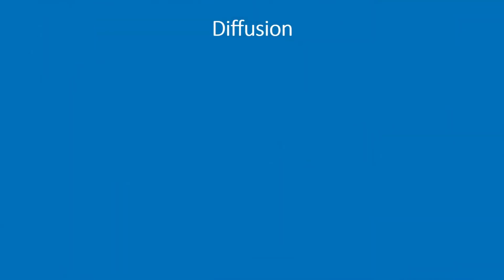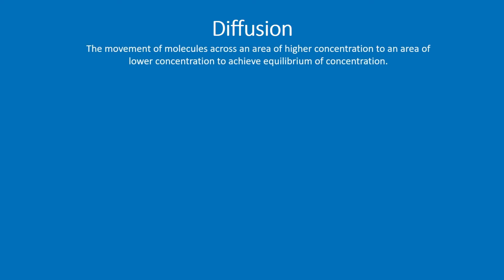Now, this is, in my opinion, one of the most important concepts you should learn in biology because it helps explain not only how stuff moves across cells, but how urine is formed and how blood delivers nutrients into and out of our bodies. So how does passive transport work? It works by this physical phenomenon known as diffusion. And diffusion is the movement of molecules across an area of higher concentration to an area of lower concentration to achieve equilibrium of concentration.